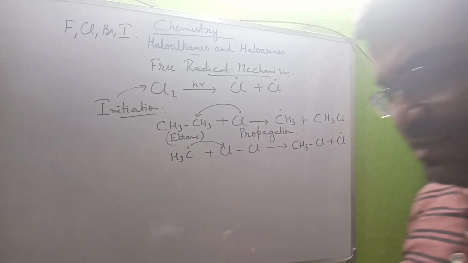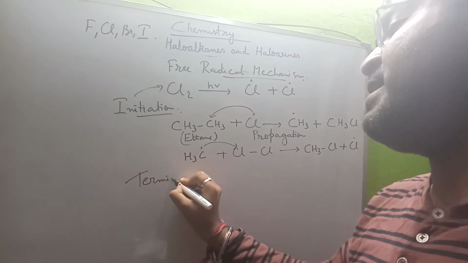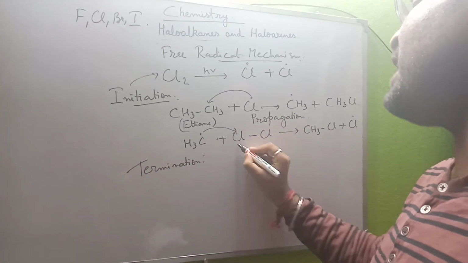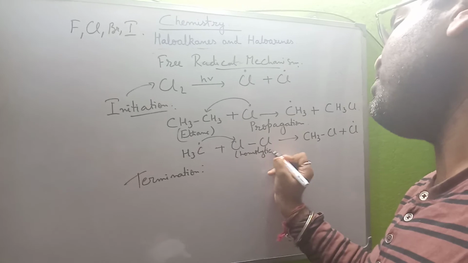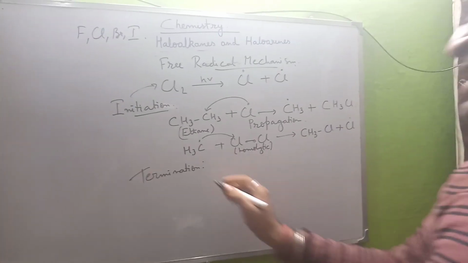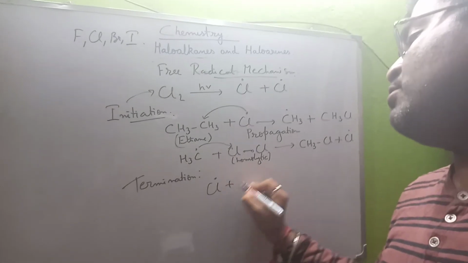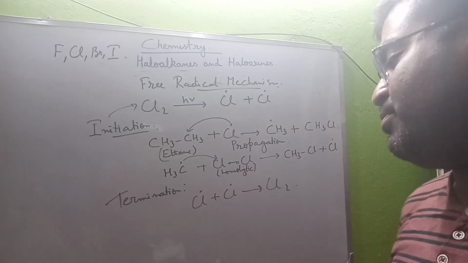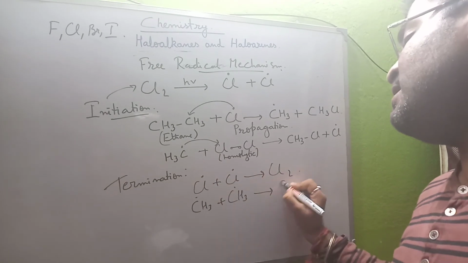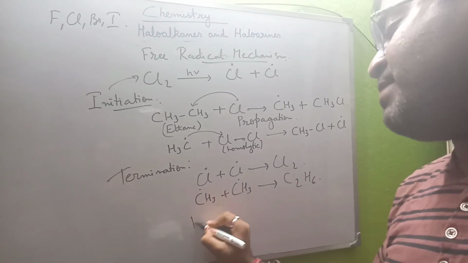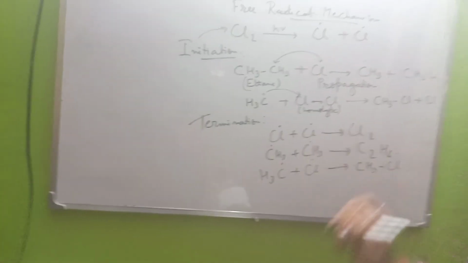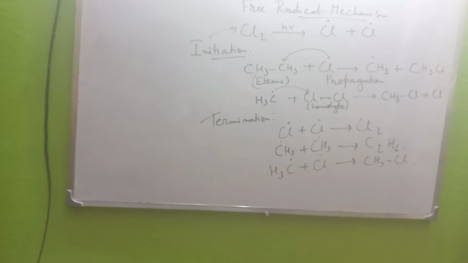Now after this step, in the last step you will find the termination step. One more thing, this is also known as homolytic cleavage, means similar types of atoms are present and both electrons shift toward each other. In the termination step two free radicals can combine to form Cl2. You can also see CH3 and CH3 combine to form an ethane molecule, or you can see them form CH3Cl.